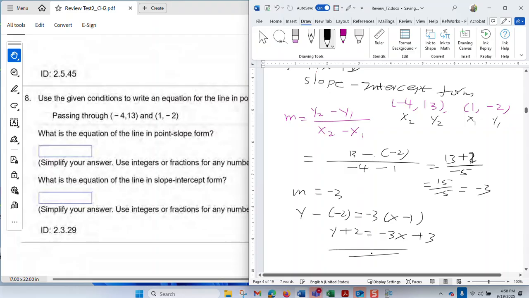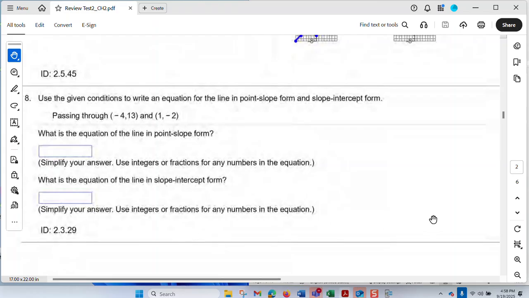If I want to write slope intercept form, I will just write y equals -3x, and -2 on both sides. Then this will be cancelled out, and this will be plus 1. So that is my final answer for the slope intercept form. In this case, you just need to be able to find the slope and then plug it in.